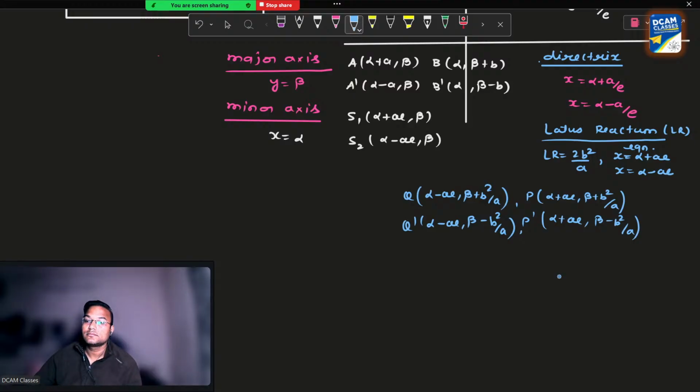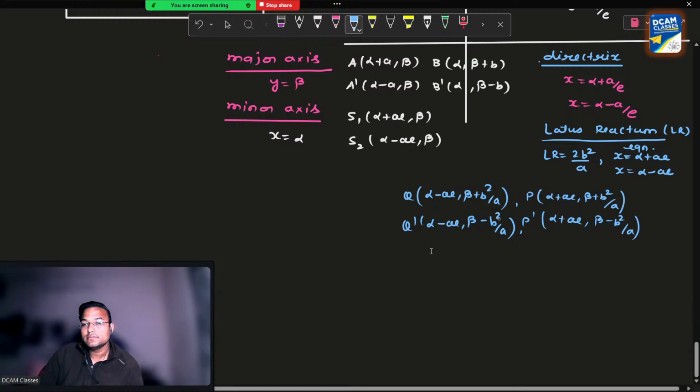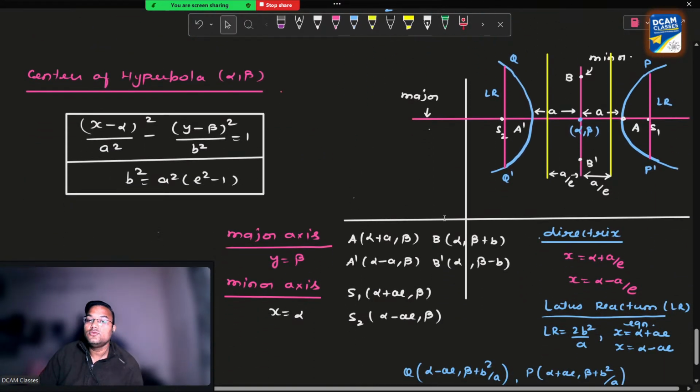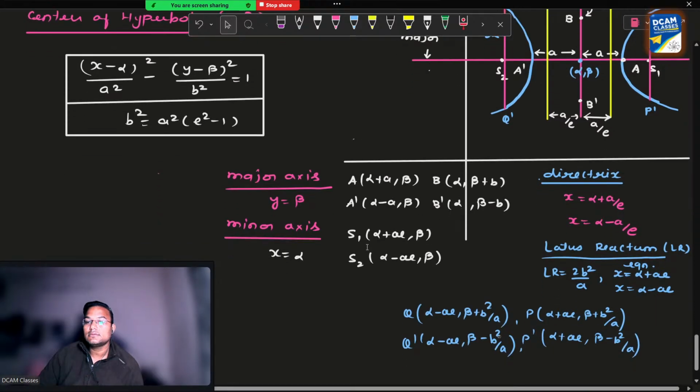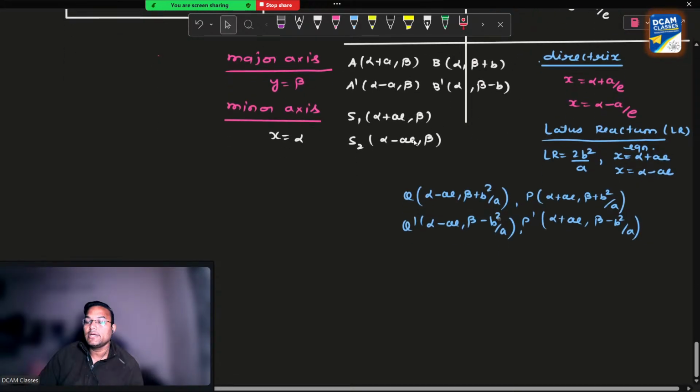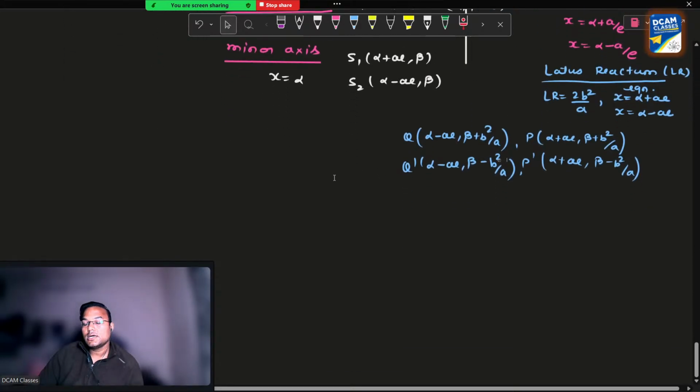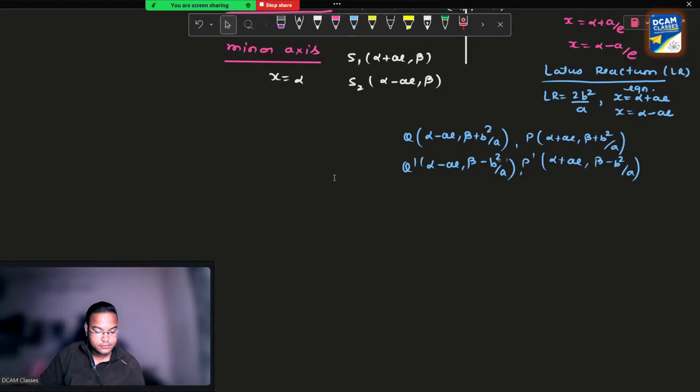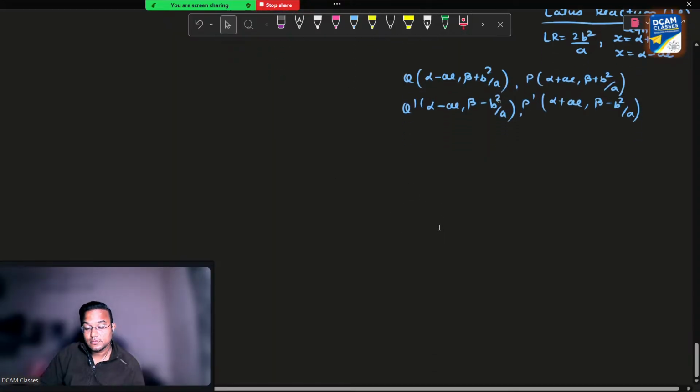Clear? So this is how we do it. Everything is done. These are all the things. After the class just try to see how we are getting everything. If at all you get doubt, ask me.